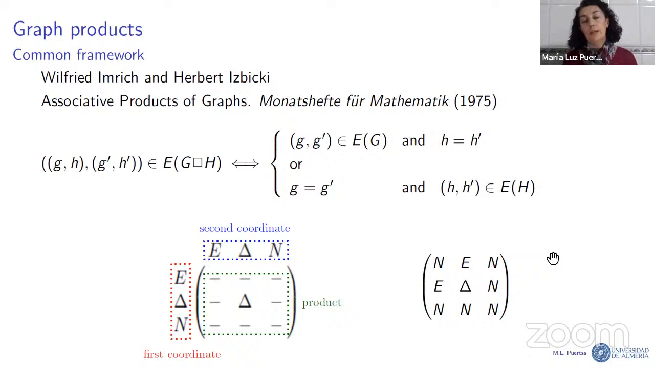And with the second condition, the same: the first coordinates are equal, so for the first coordinate we are here in equal, second line, and the second coordinates adjacent, so we are in the first column. So the first coordinates are equal and the second adjacent, so put E in this position. There is no other option to be adjacent in the Cartesian product, so the rest of the positions except the center are non-adjacent. This is the description of the edges in the Cartesian product.